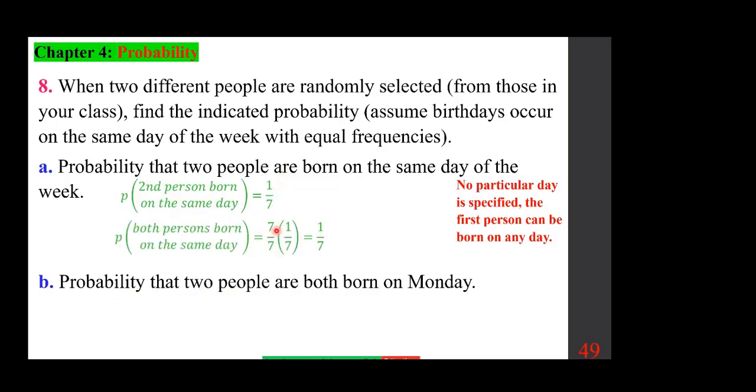And so basically that's it. The first one, it really is 7 out of 7. Any day will do the job. It is the second one that must be identical, 1 out of 7. Their product is 1 out of 7.